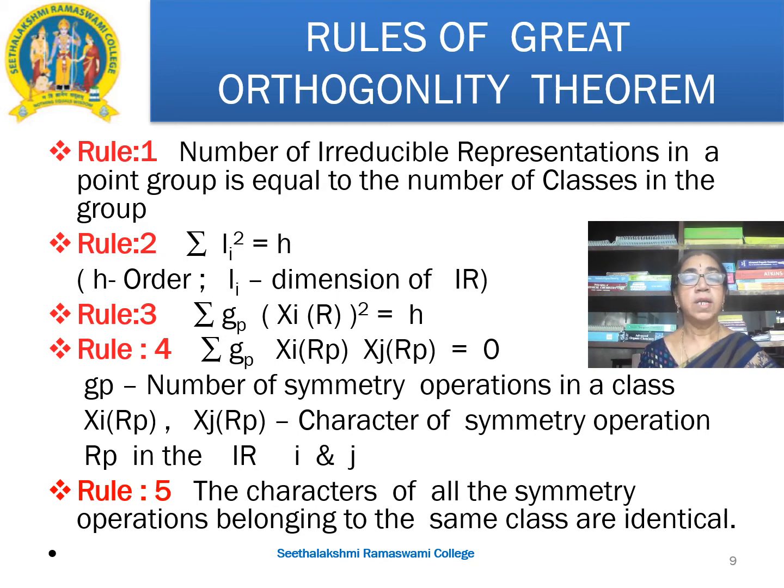Next, rule 4, sum of gR times xi i of R times xi j of R equals 0. That is, the sum of product of character of a particular symmetry operation in 2 different irreducible representations is equal to 0. Finally, rule 5, according to this rule, the characters of all symmetry operations belonging to the same class are equal.